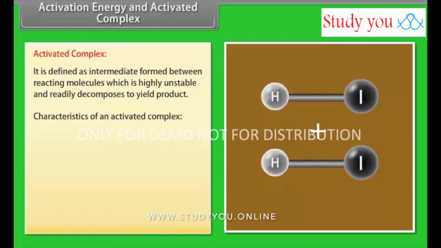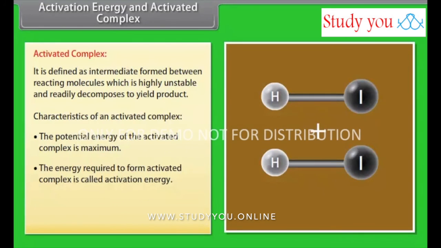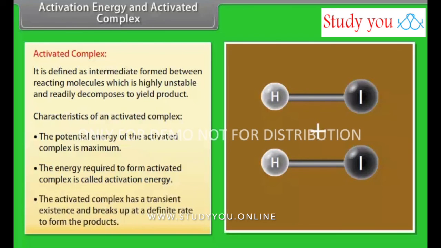Characteristics of an activated complex. The potential energy of the activated complex is maximum. The energy required to form activated complex is called activation energy. The activated complex has a transient existence and breaks up at a definite rate to form the products.